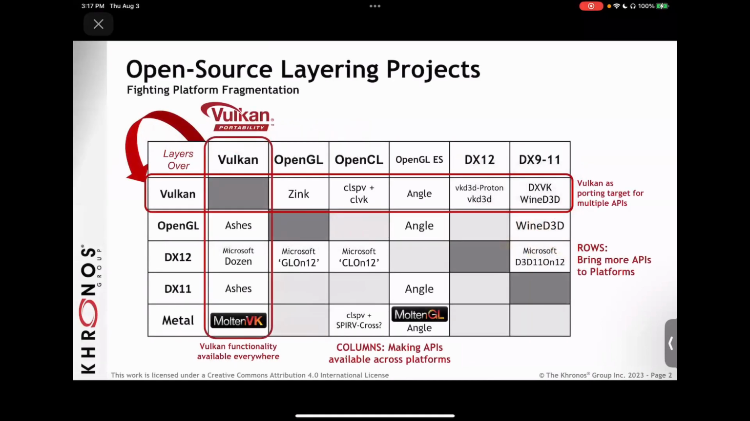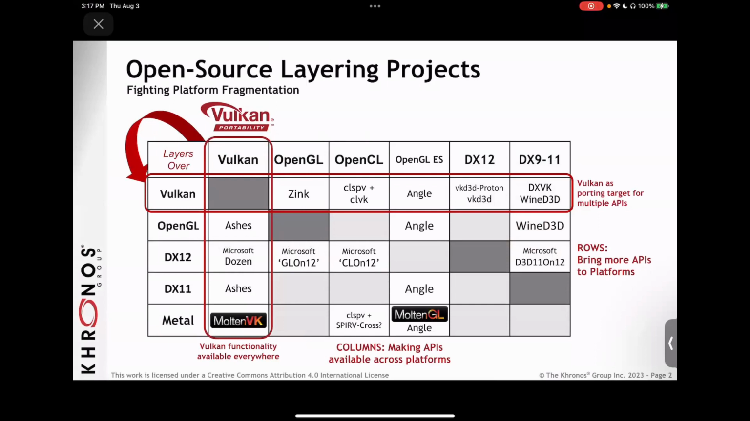Now, this is a bit of a crazy slide. I don't expect you to absorb it all. There won't be any tests on it. But this shows the current state of cross-API layering. And by that, I mean running one graphics API on top of another graphics API, where that first API, the one that you're layering on top, might not be available natively on a platform.